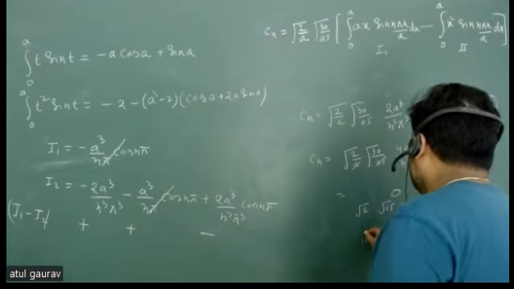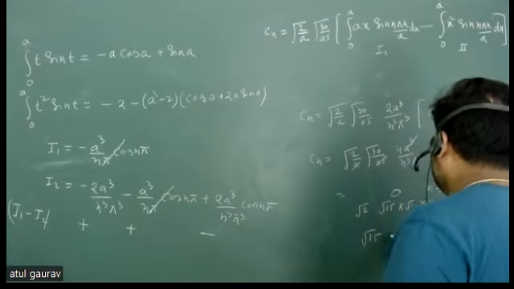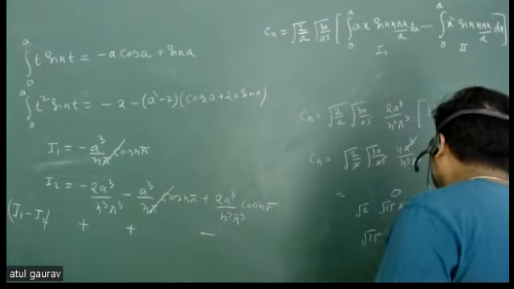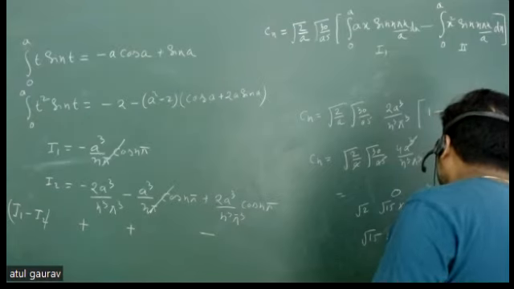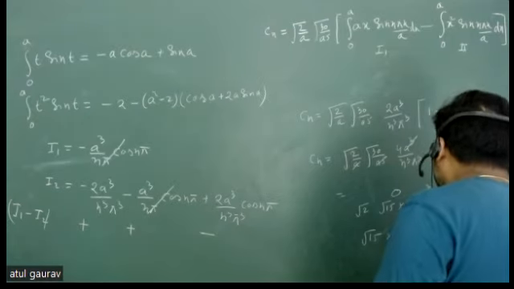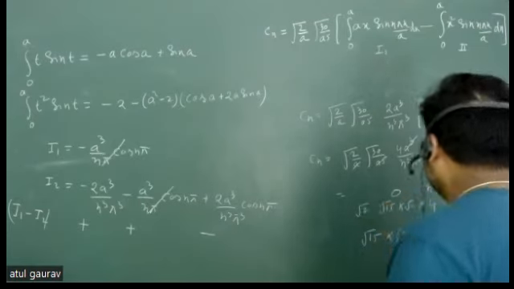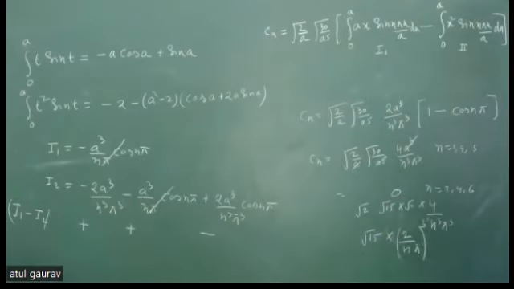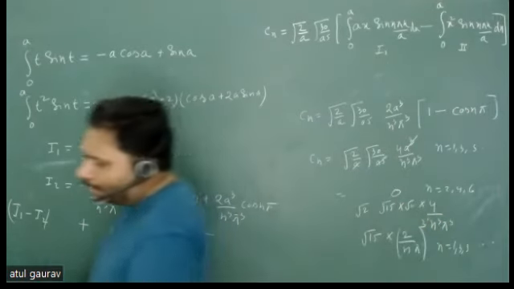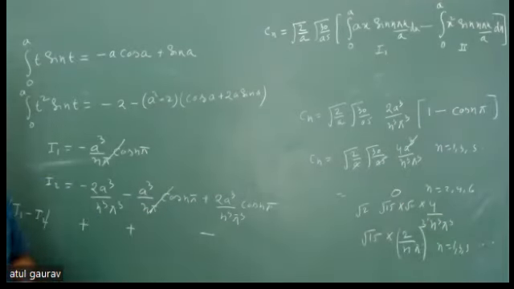So we can write root 15 into 2 upon n pi whole cube, isn't it? Taking the 2 along with it, both come inside the cube, right? So what is the value of n? n is equal to 1, 3, 5 and so on. So now we have done the calculation. Now the concept part will be there.